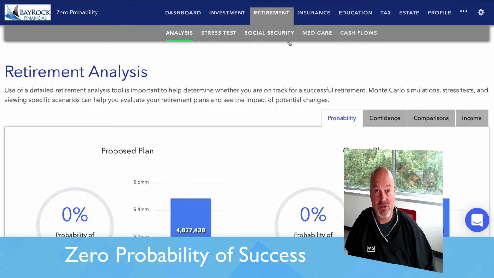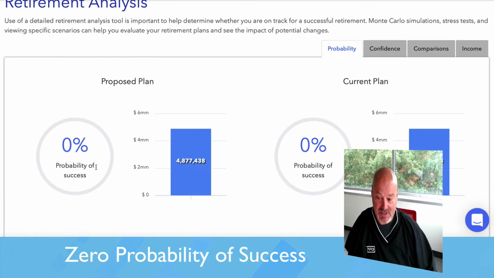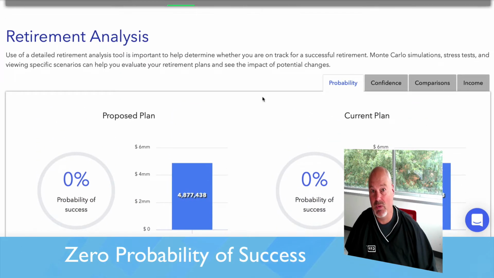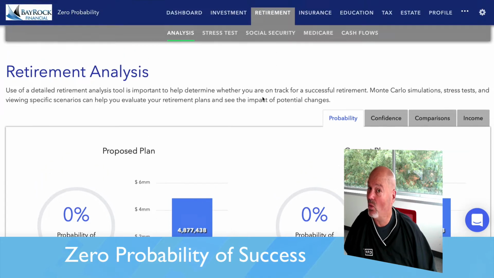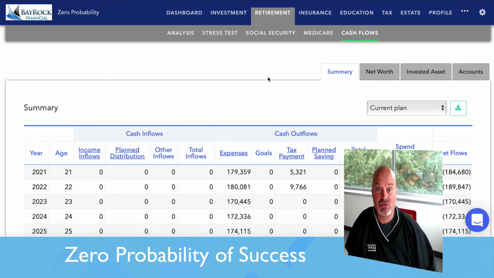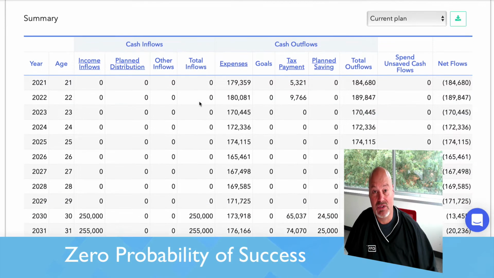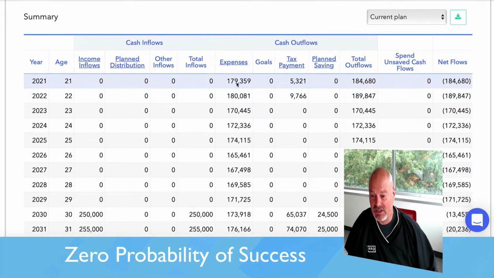So again, we're in the retirement analysis, and you can see there are several tabs under retirement analysis, and really the only two that you should be focused on at this point is the analysis itself, which gives you the probability of success. And since it's zero, we want to do a little deep dive to figure out why it's zero. So we jump into cash flows, and this just tells you what's built into your plan. So if you look at expenses and inflows, what do you see?